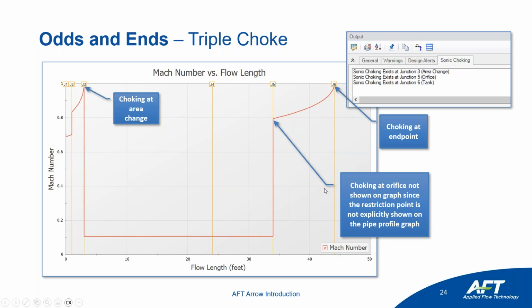So in a nutshell, 3 minutes of sonic choking. Hopefully it's not just enough to confuse you. Hopefully it gives you a little more insight into what you should look for if sonic choking occurs in your AFT Arrow model.